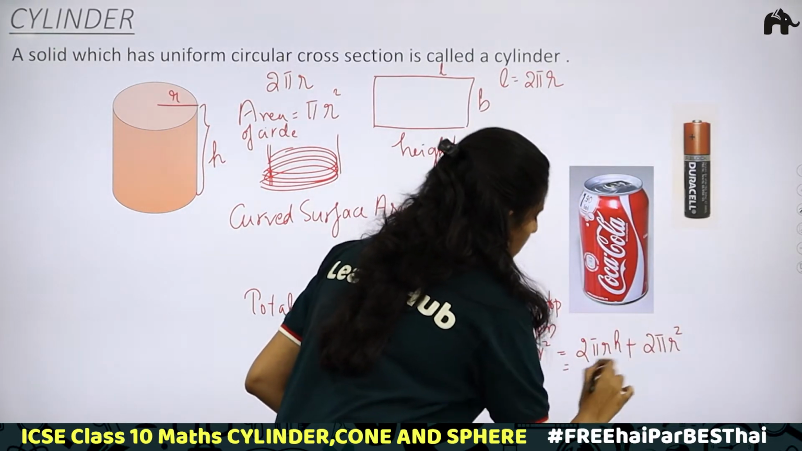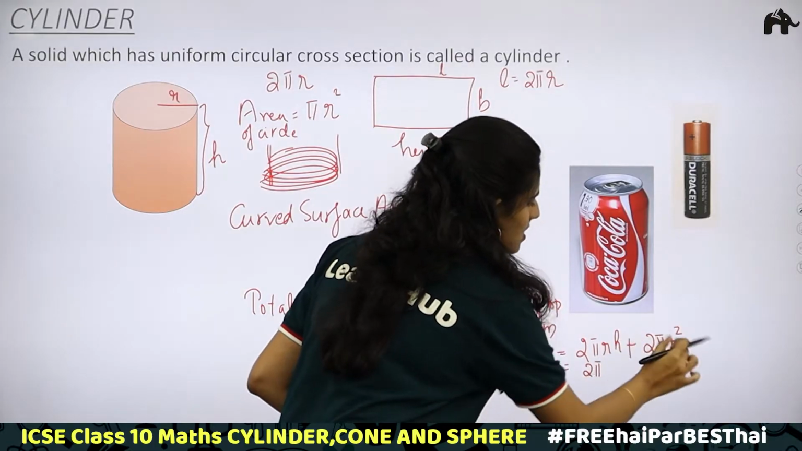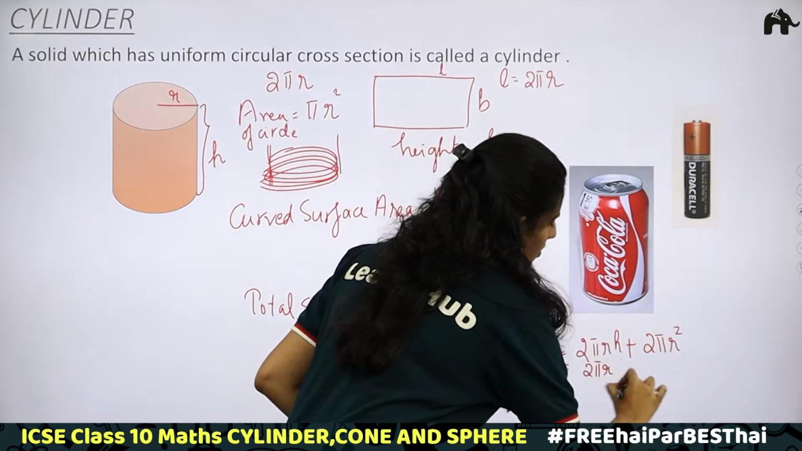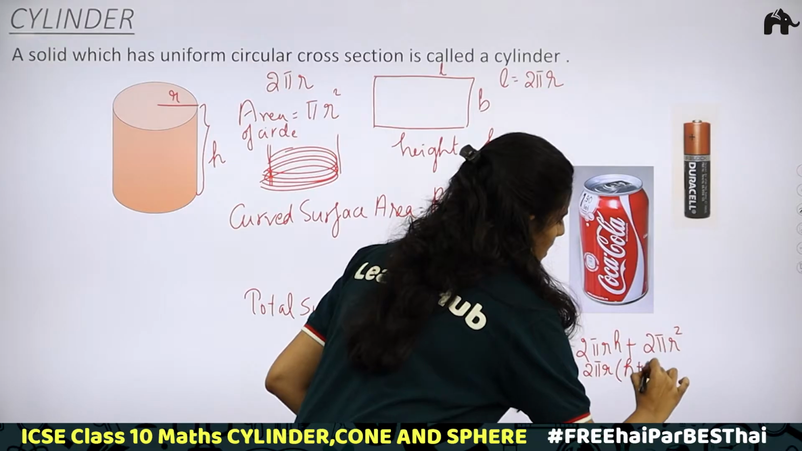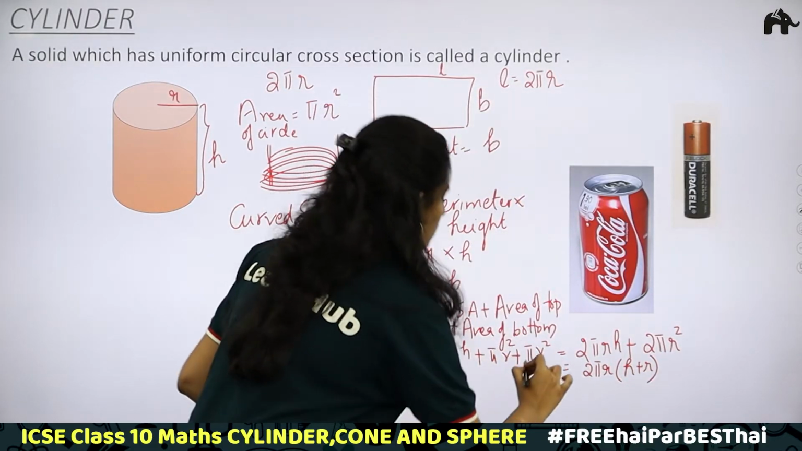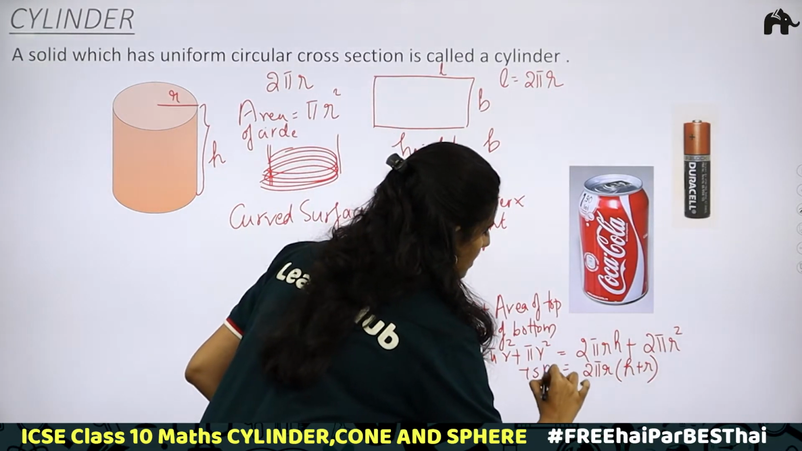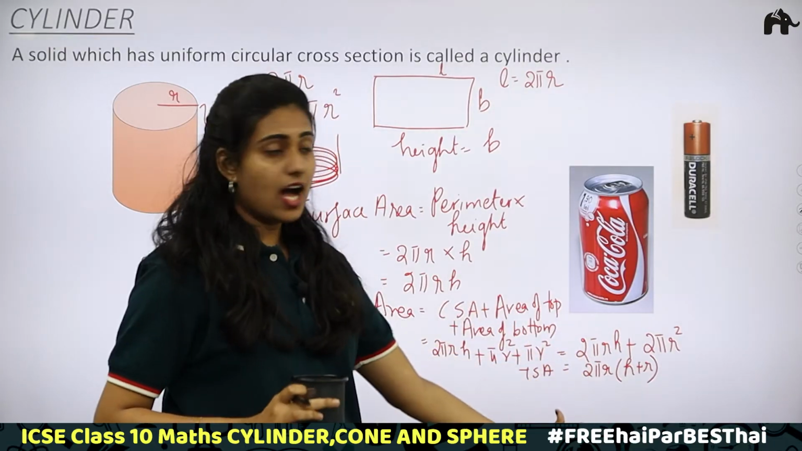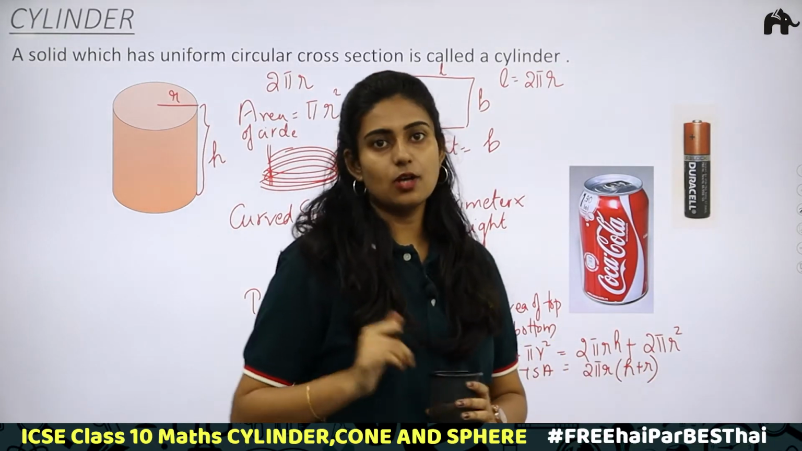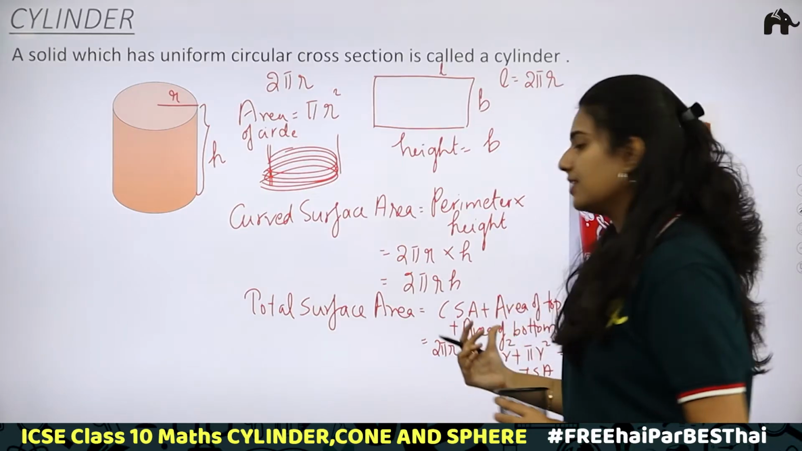2 pi is common. What else? r is common, which can be taken out. Then we have h plus r. Therefore, the total surface area is equal to 2 pi r into h plus r. This is how you can find the total surface area.